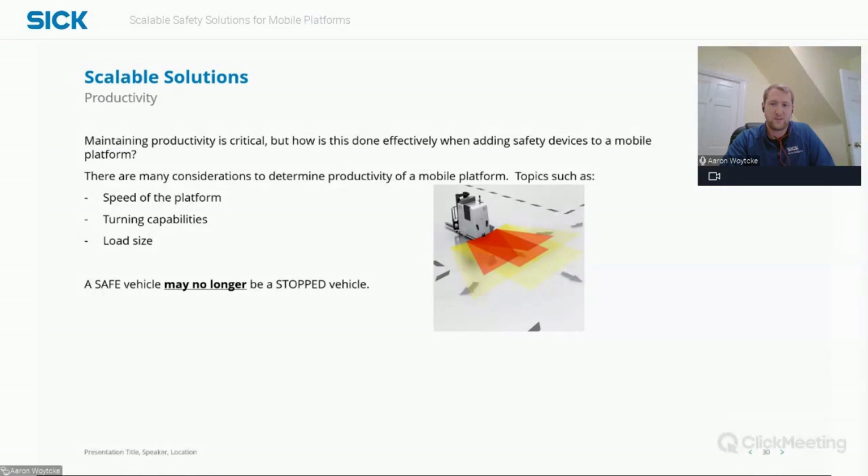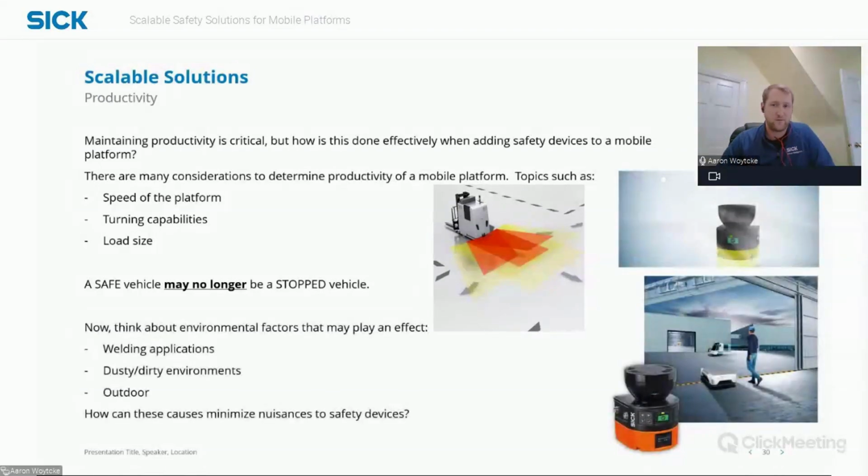Another thing from a productivity standpoint that you'll want to consider is environmental factors. More and more we're seeing vehicles and mobile platforms work in the areas of welding applications or dusty and dirty environments, or even outdoors, going from plant A to plant B within the same campus. All of these have their unique challenges when it comes to optical safety devices. So how can these effects be minimized so that we're not seeing nuisance trips in normal operation?